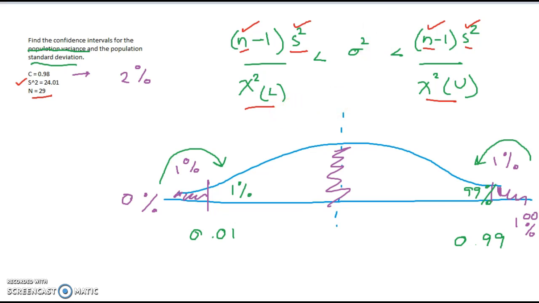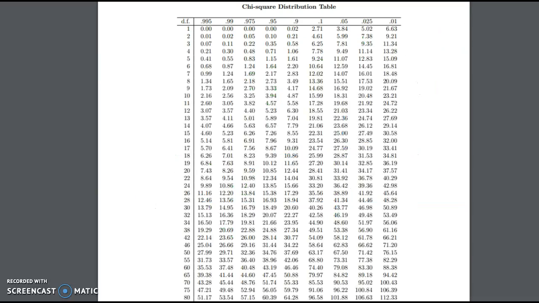I'm going to just pull that up. You can Google this. Here it is, the chi-square distribution table. Here's what we need to do. Degrees of freedom indicate our n-1 value, and then look at the chart right here. We've got 0.99, and so on. We're going to be interested in that one because that's our upper bound, and this one because that's our lower bound.